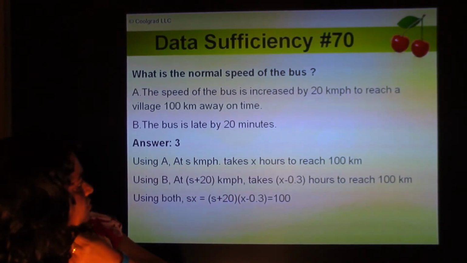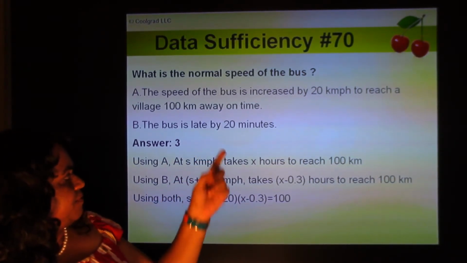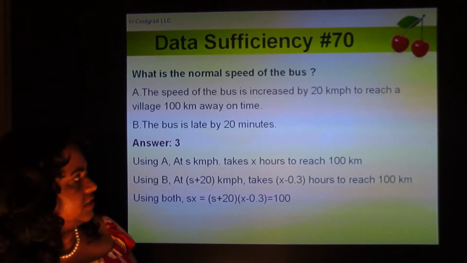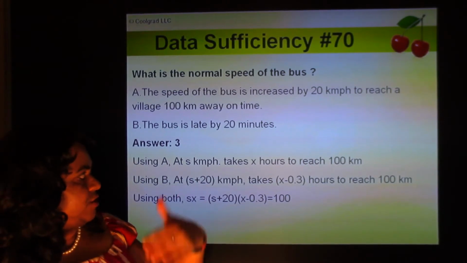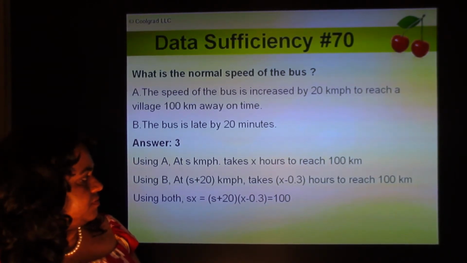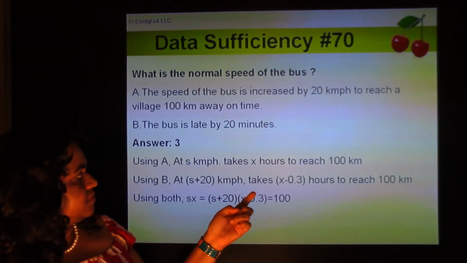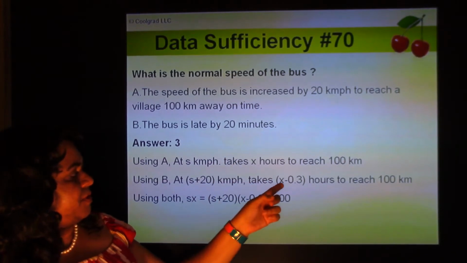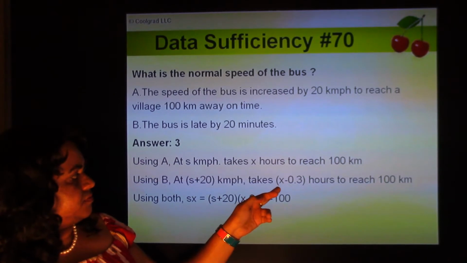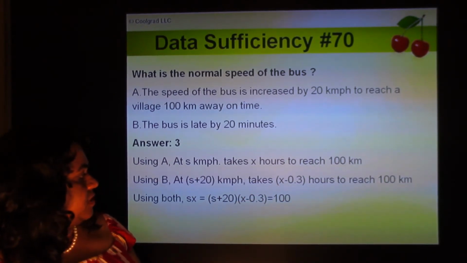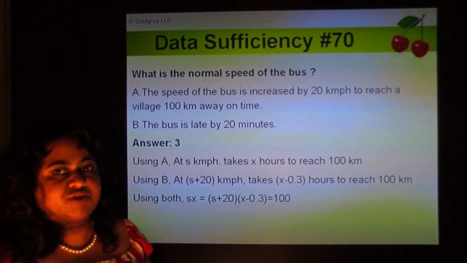So at a speed of s, the bus was late by 20 minutes. Okay. So they had to increase the speed of the bus by 20 kilometers per hour to reduce the time taken by 20 minutes. So they had to increase the speed s plus 20 kilometers per hour, and then 20 minutes is nothing but 0.3 hours. Then it would take 20 minutes lesser to reach 100 kilometers. So using both, you substitute them and we can solve the problem. So option 3.